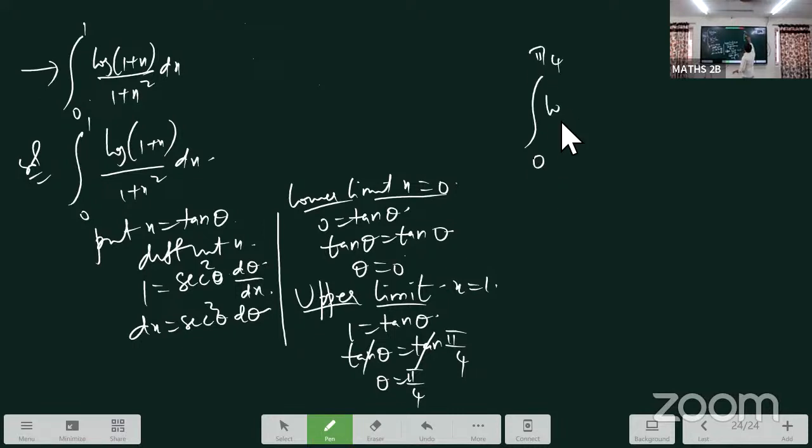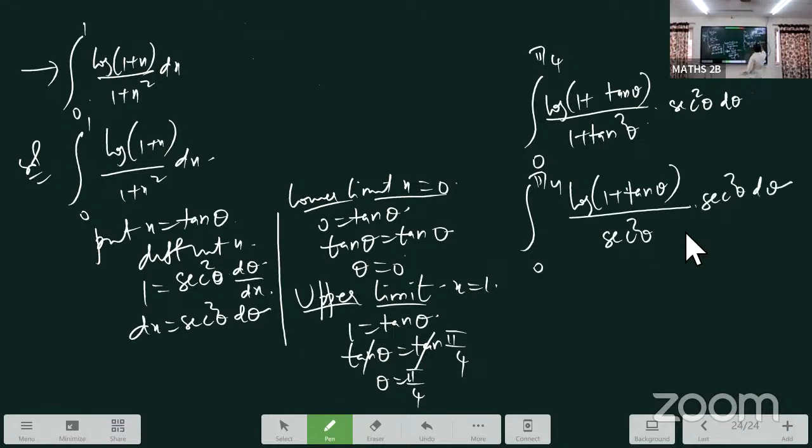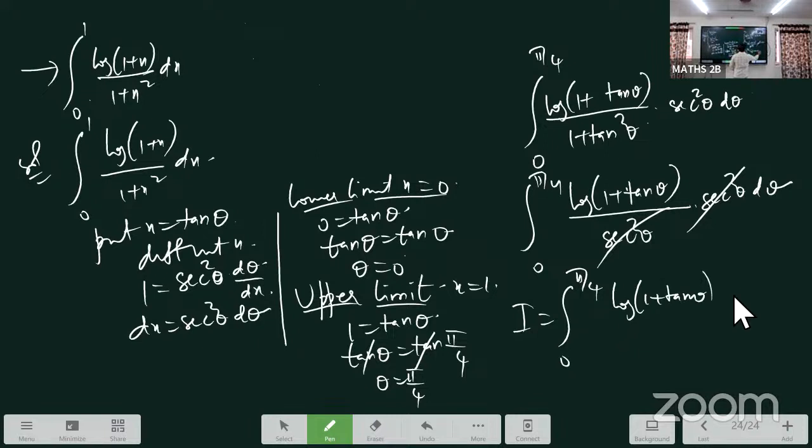Next, log of 1 plus x, I took it as tan theta, by 1 plus x square, that is 1 plus tan square theta. And dx is secant square theta d theta. Now 0 to pi by 4 log of 1 plus tan theta by 1 plus tan square theta, which is secant square theta, here also secant square theta d theta. Secant square gets cancelled. Now let us take I equal to 0 to pi by 4 log of 1 plus tan theta d theta.